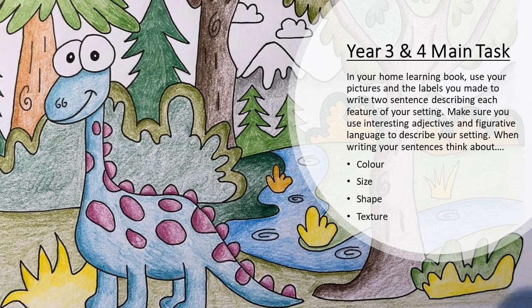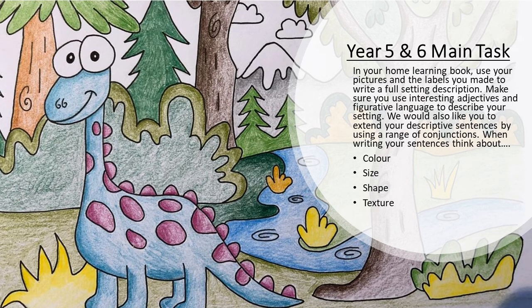Year 3 and 4, here's your main task. In your home learning book, use your picture and the labels you made to write 2 sentences describing each feature of your setting. Make sure you use interesting adjectives and figurative language to describe your setting. When writing your sentences, think about colour, size, shape and texture.